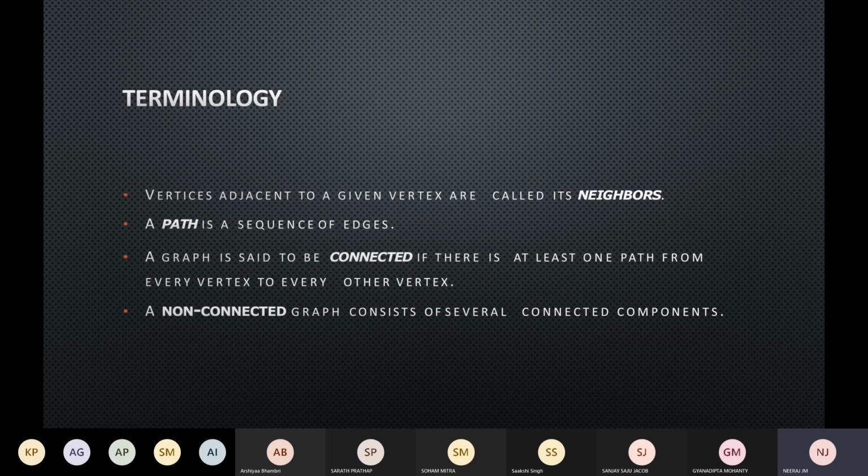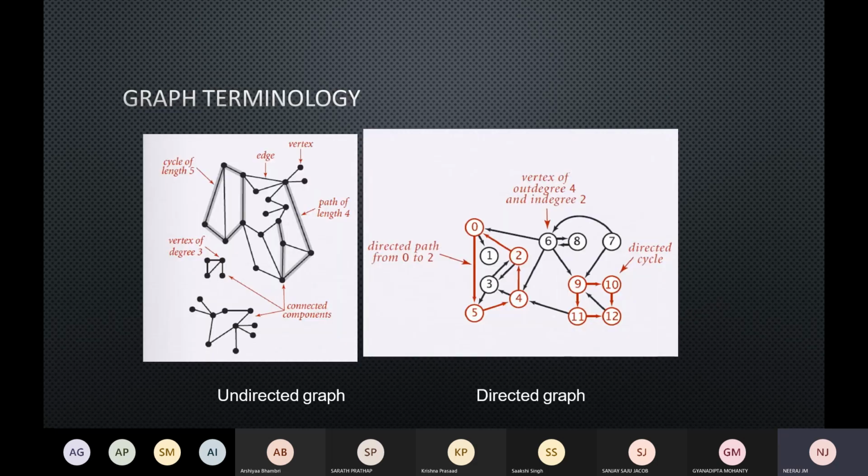So let's understand the terminology before we go through BFS, DFS, or something like that. Vertices adjacent to a given vertex are called neighbors, and a path is a sequence of edges. A graph is said to be connected if there's at least one path, and a non-connected graph consists of several connected components. I'll give you some ideas. This is a path: if you start from here, this is a path of length 4: 1, 2, 3, 4.